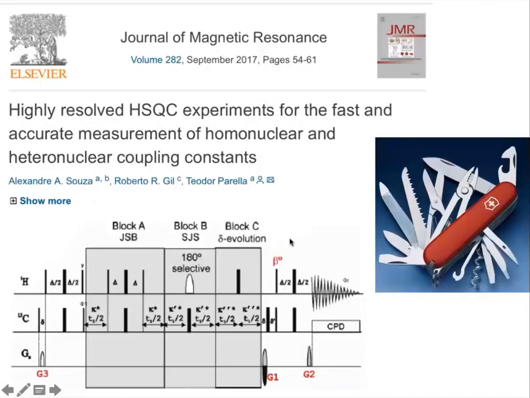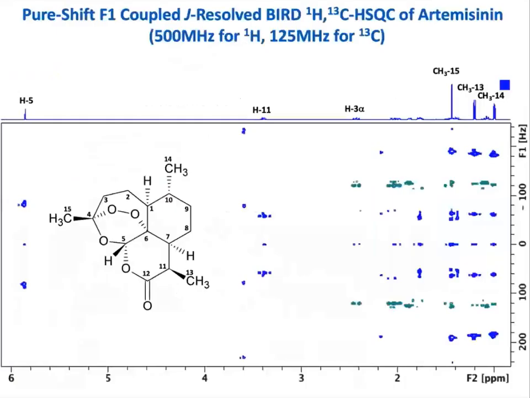With Teo Parella, we developed the multi-purpose HSQC, in which we added the ability of scaling the chemical shift. And by scaling the chemical shift, we can use 0 chemical shift, and then we can run the experiment, for example, for artemisinin here, with no chemical shift in F1. And then if you have the signal very well resolved, these splittings are the J's or the T.